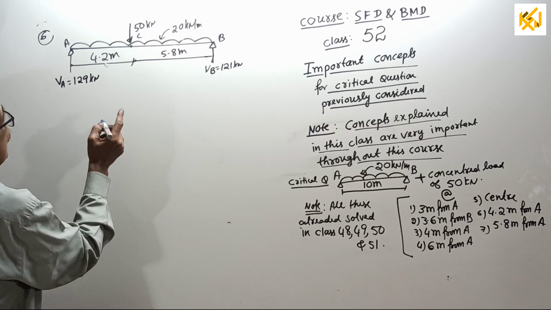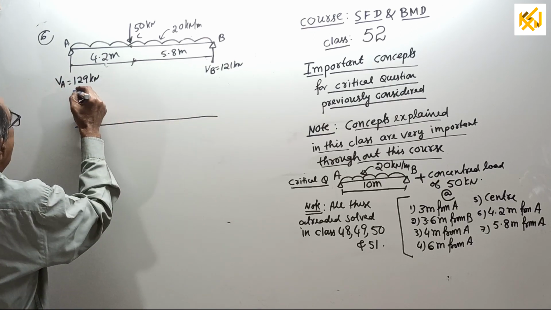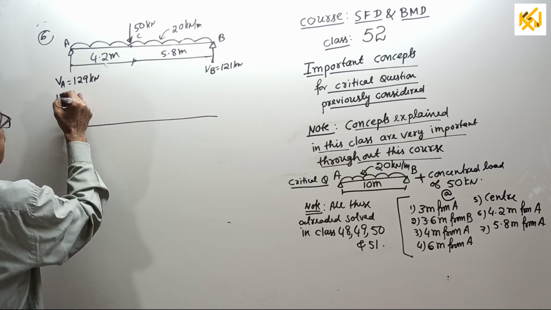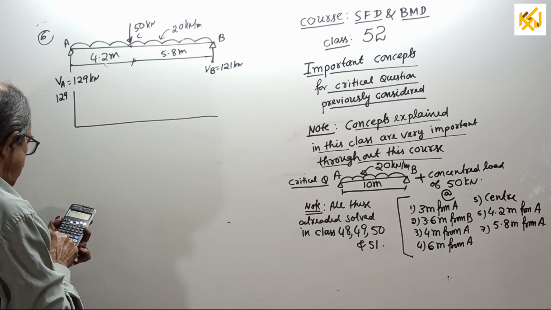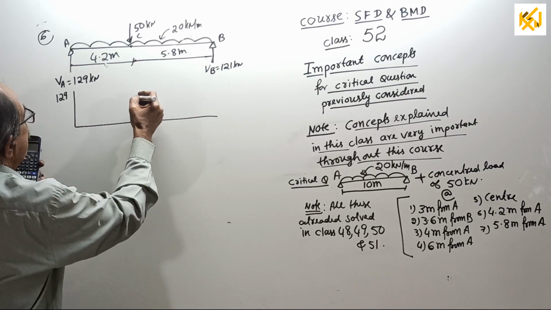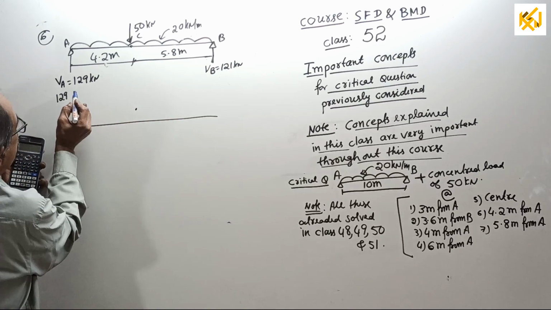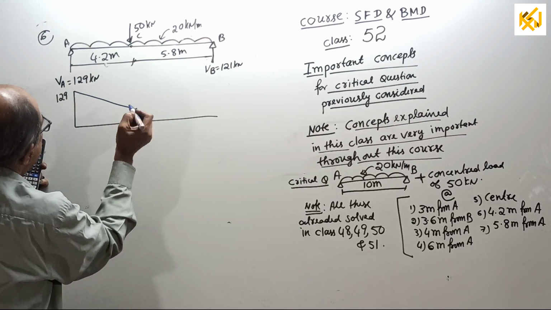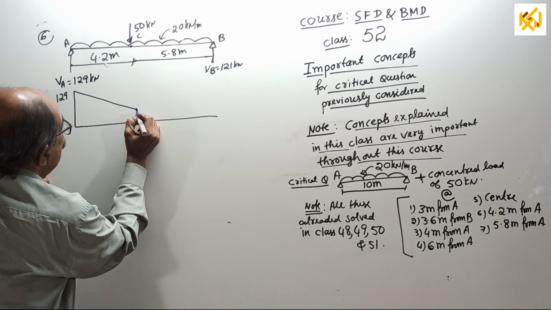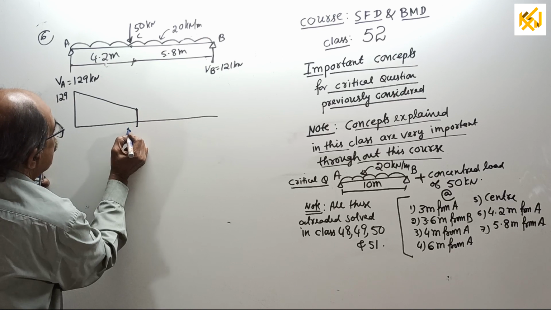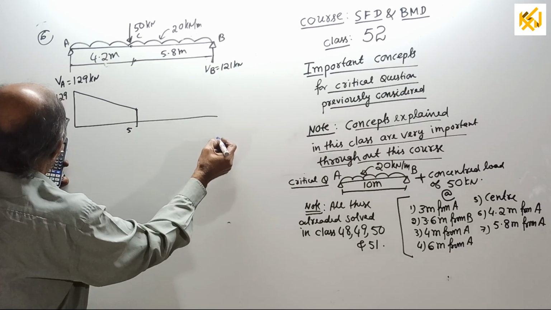Okay, now in this question I am going to tell some principles, learn them. Up by 129, down by 20 into 4.2. 45. If you remember, these all came last class. 45. Okay, somewhat okay. Down 50. It will go down to a very small value, 5. Minus 20 into 5.8. 121 here.